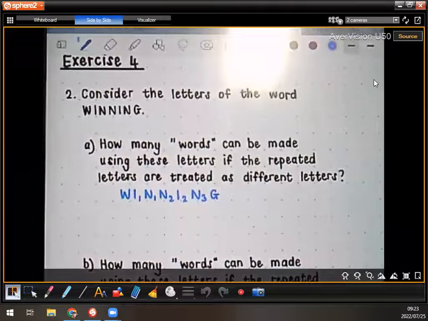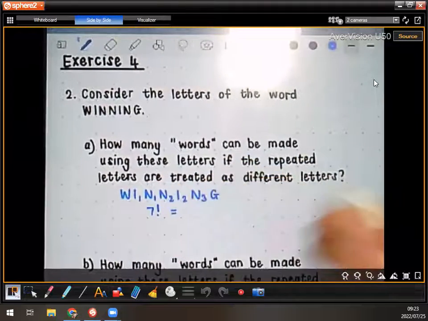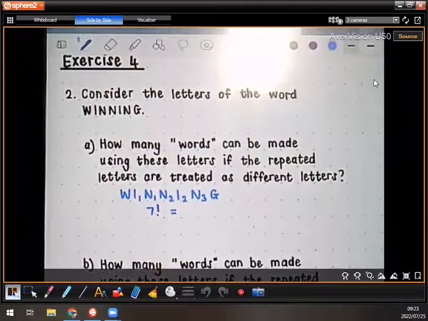So how many letters are there, guys? 7, right? So how many words will we be able to make with those 7 letters if they're all different? 7 factorial. And now again, guys, they're not saying anything about letters being allowed to be repeated, so we assume that you can't repeat. Okay, so 7 factorial.